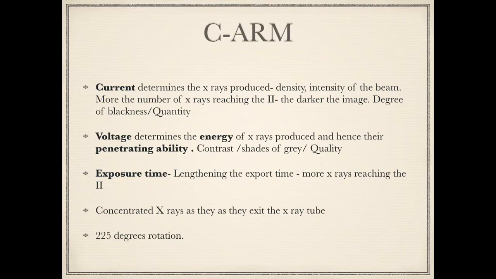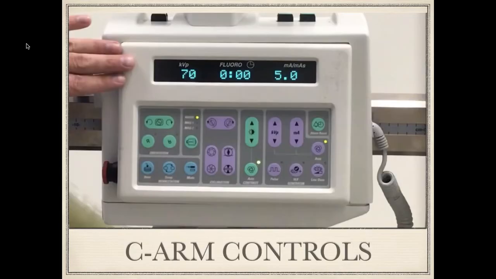Generally, the C-arms allow for a fair amount of movement. They don't go 360 degrees, but they would easily rotate through something like 225 degrees, enabling you to see the same structure from different views.